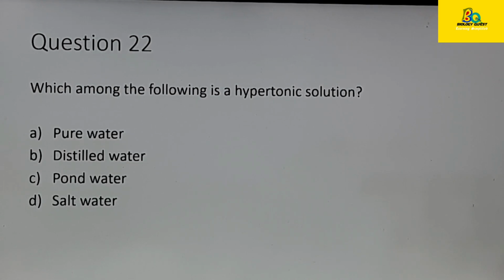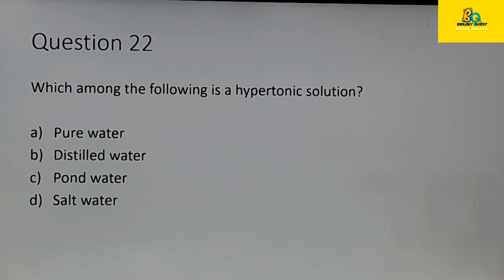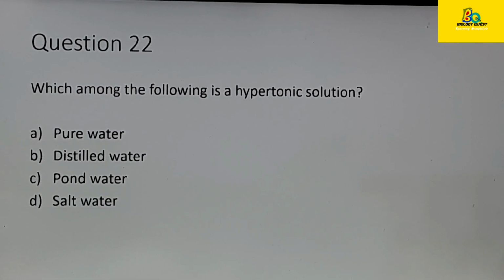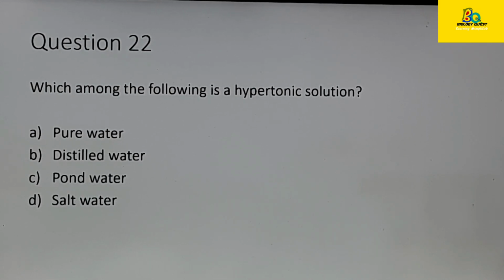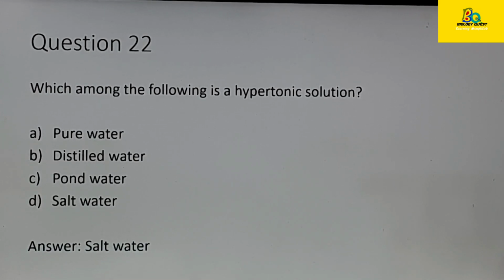So we have seen what is a hypertonic solution. A solution whose concentration is much more than that of the cell sap, or a highly concentrated solution. So look at the options: pure water, distilled water, pond water, salt water. What is the answer? You might have got the answer. Correct answer is option D, salt water. Salt water is a hypertonic solution. Okay.